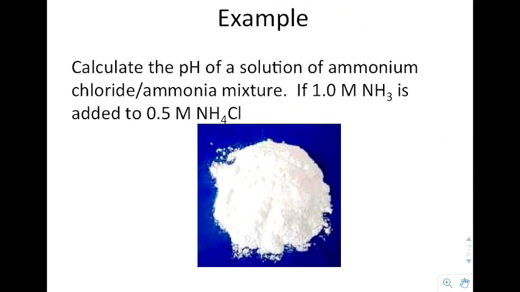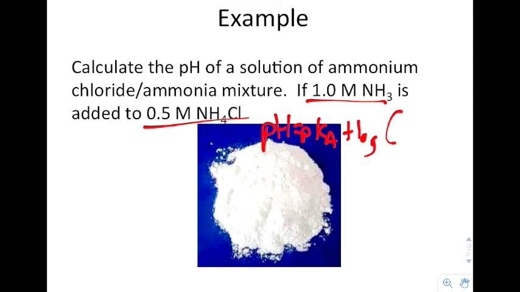Now, calculate the pH of an ammonium chloride and ammonia mixture if you have 1 molar NH3 added to 0.5 molar NH4Cl. So the first thing that you would realize, you say, okay, pH equals pKa plus log, and in this case it's going to be NH3 divided by NH4+. That's my Henderson-Hasselbalch, and I'm going to plug them in. So all I would have to do is look up this term in a table. The problem is you generally won't see a Ka value for ammonia.